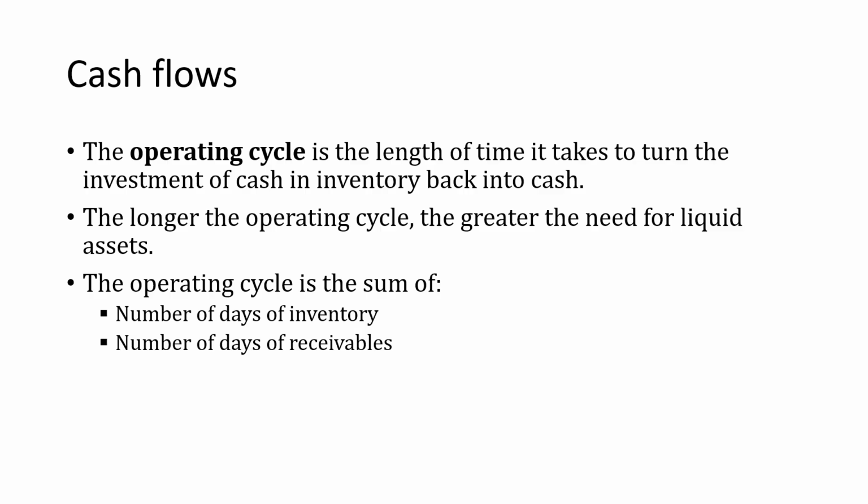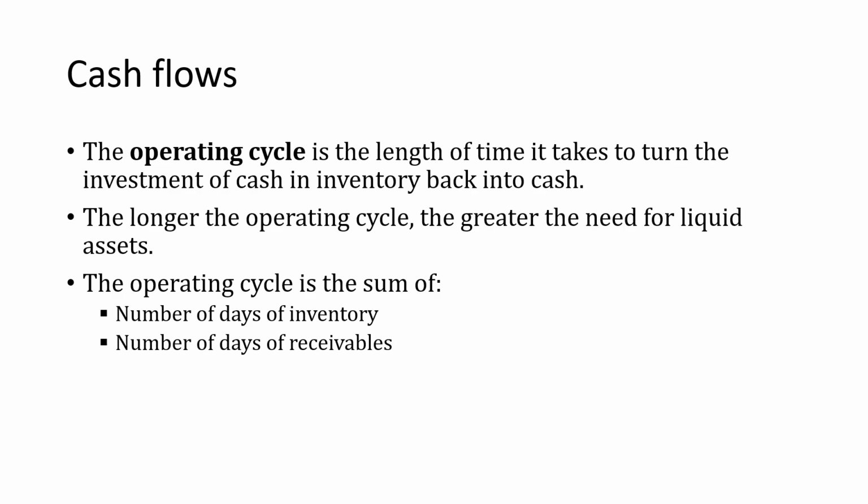So for a manufacturing firm, we're going to buy raw materials, we're going to have labor, we're going to have all these different expenses. So we're going to put that cash, the company, to work. And then the question is, okay, then we sell whatever inventory we've produced. How long does it take to get the cash from that? The longer the operating cycle, the greater the need for liquid assets.